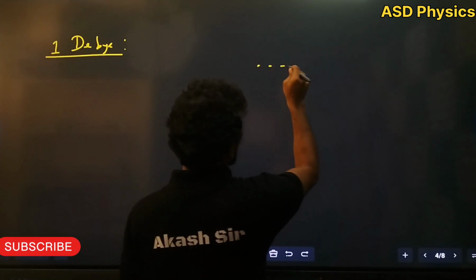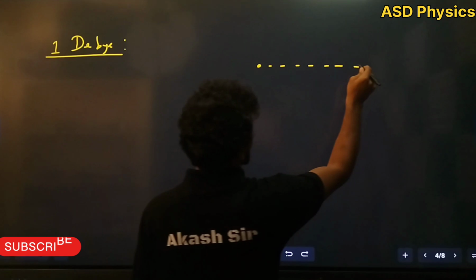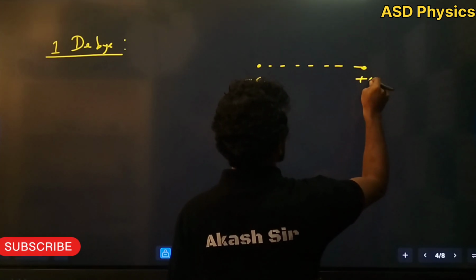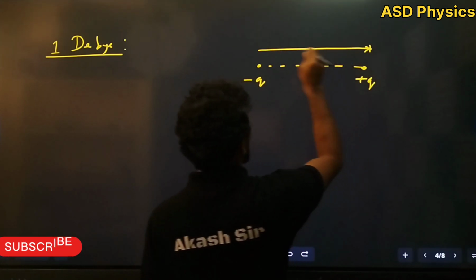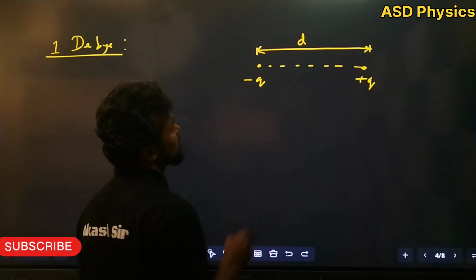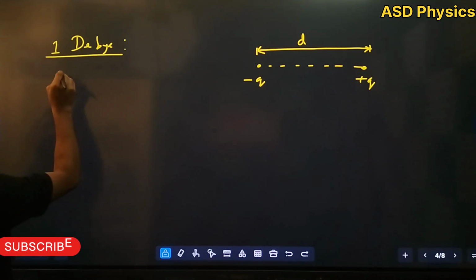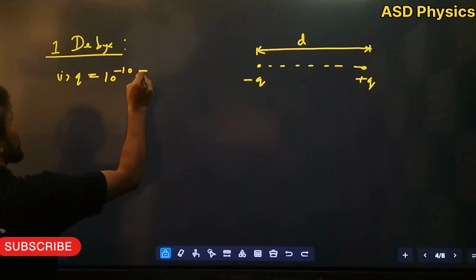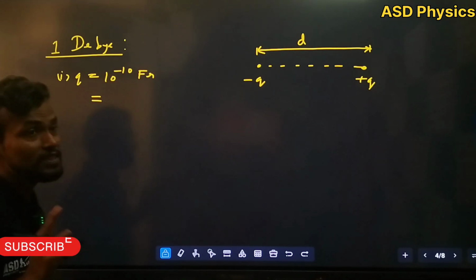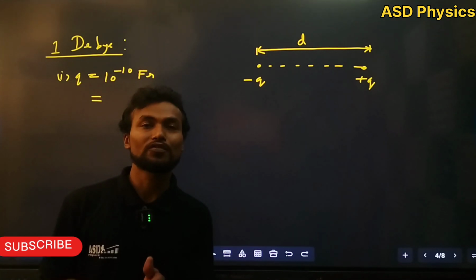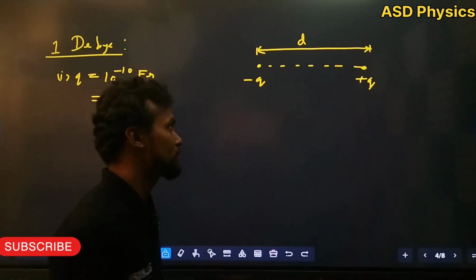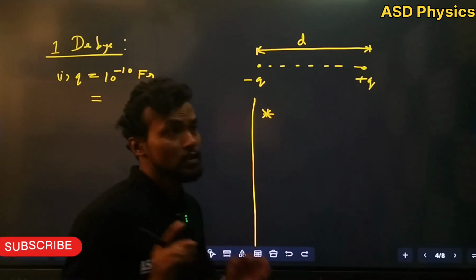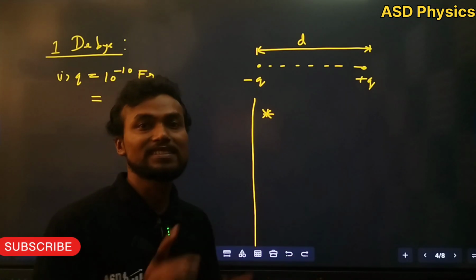See here please, again I am taking here minus q and here plus q, and the distance d. I am doing the mathematical calculation. You know very well for the Debye, the value of q is 10 to the power minus 10 Franklin. Now we have to convert this Franklin into the SI unit, because we are going to find out the relation between Debye and the coulomb meter. If I write the charge unit in SI and CGS, what is the relation?